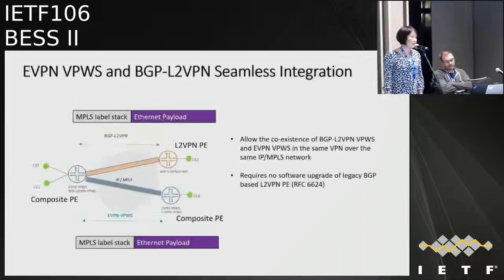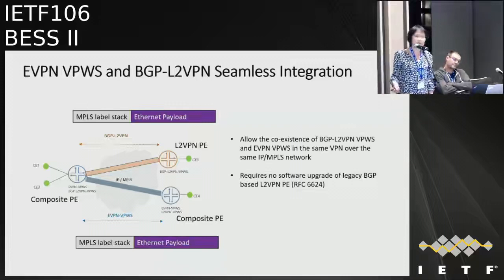So BGP-based layer 2 VPN supports different types of payload. When we talk about seamless integration, it is for when the payload is an Ethernet frame. So I just want to make this clear: it's just for Ethernet payload.